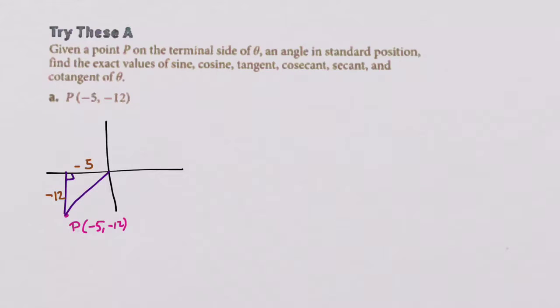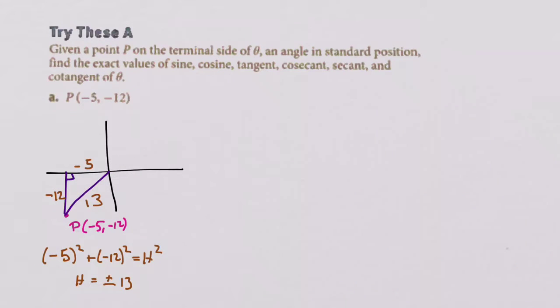From here, if we don't know what the hypotenuse is, we can use the Pythagorean Theorem. We're simply going to do -5 squared plus -12 squared, and that's going to equal my hypotenuse squared. When you do all of this math, you end up getting that your hypotenuse is going to be plus or minus 13. Well, because the hypotenuse in these cases is always positive, we know that it is going to be 13.